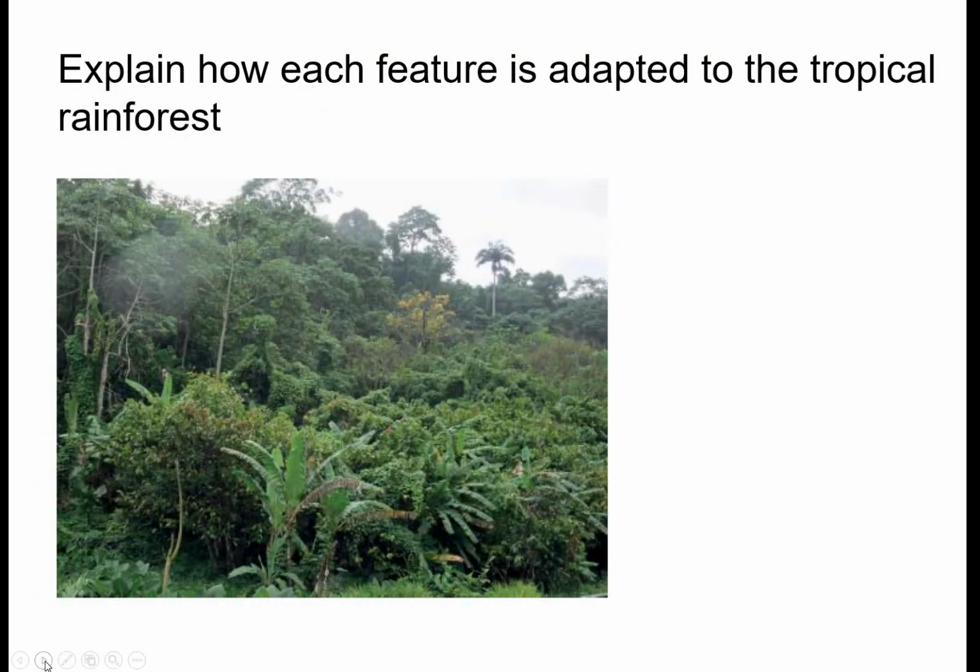So here's an explain question using the same picture. Explain how each feature is adapted to the tropical rainforest. So this is where your knowledge about adaptation within tropical rainforest is really, really important. You can't see all the detail there when we talk about adaptations in tropical rainforest. The image is just to get you thinking about and help you think about adaptations. So there's lots of things you could say in terms of broad leaves and lianas and tall trunks and wide leaves.